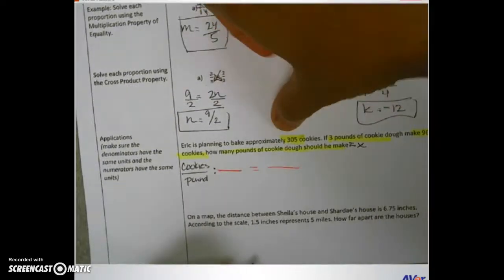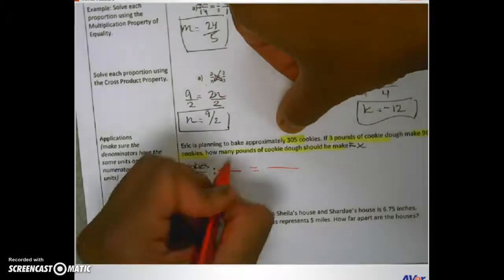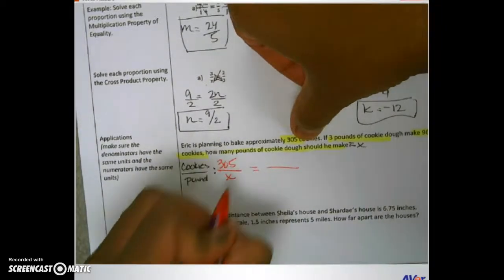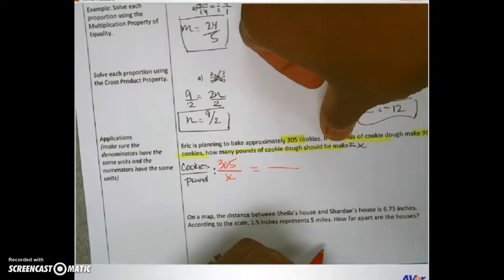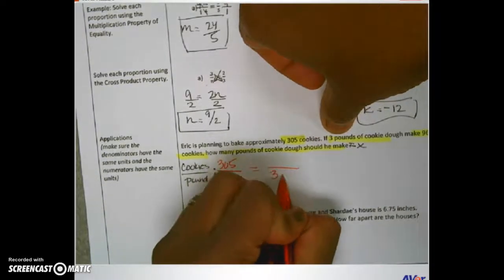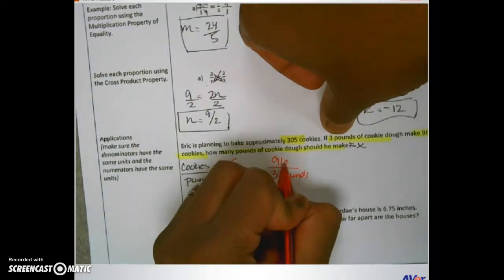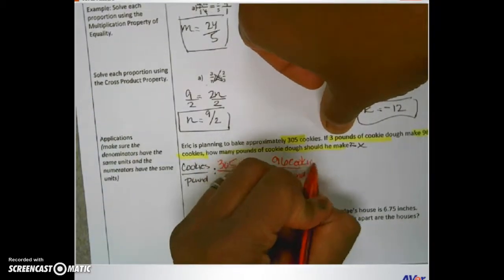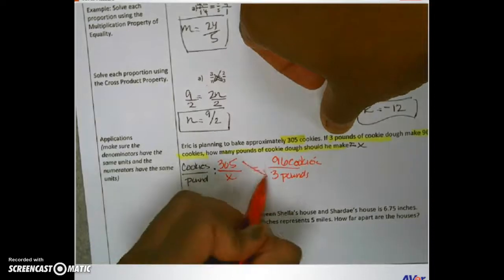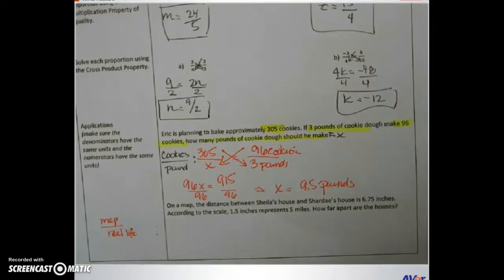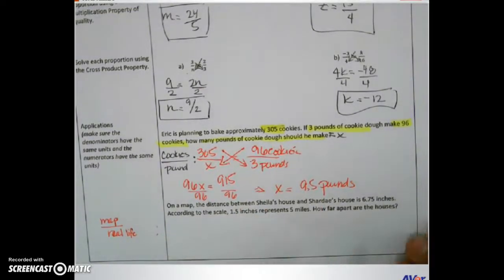So now I'm just going to organize the information. Eric is planning to bake 305 cookies. How many pounds does he need? X. I don't know. And then we do know, though, that 3 pounds of cookie dough, pounds goes on the bottom, equals 96 cookies. Delightful. I can do this. Cross multiply and cross multiply. Okay, trying to make sure this only ends up being one video. So I cross multiplied and I got 9.5 pounds.